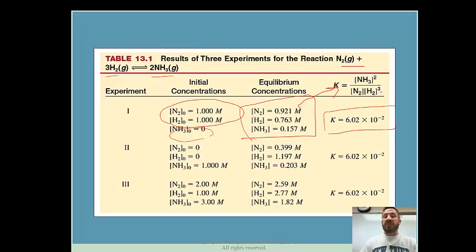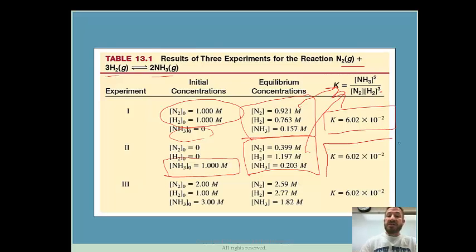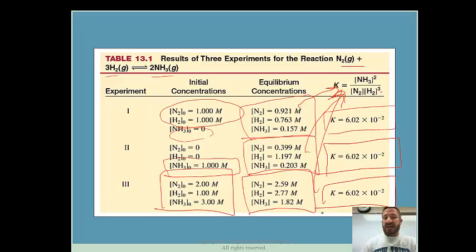Then we do the same experiment, but start with just the product. The product goes in reverse, forms the reactants. We end up with these amounts. Plug these into K, and once again, we end up with the same value. And then we have a third scenario where we start with a mixture of all the substances. We end up with these at equilibrium, plug these in, and once again we end up with the same K. You end up with the same K as long as you have the same temperature. Temperature is the only factor that will change K.